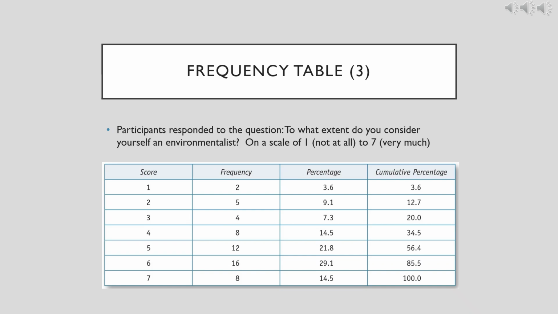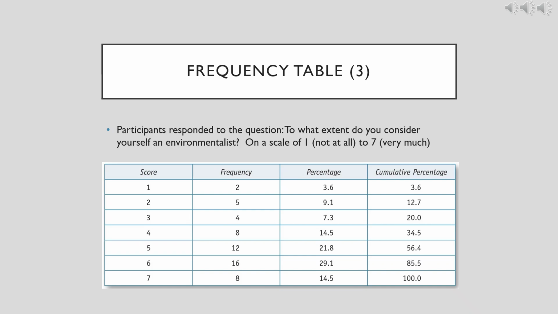All right. Then you can see that that corresponds to a percentage of 3.6% of the entire sample size. Now, if you want to figure out what is the entire sample size, you can just add together each of the rows of the frequency. So that would be 2 plus 5 plus 4 plus 8 plus 12 plus 16 plus 8. That'll give you the actual number of people who scored on this particular question.